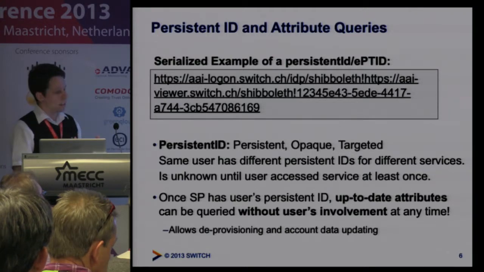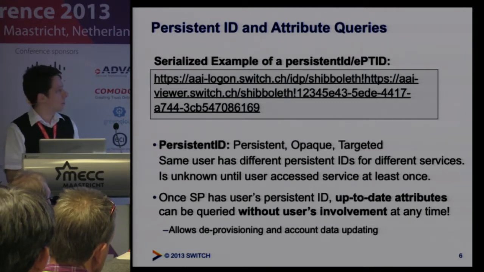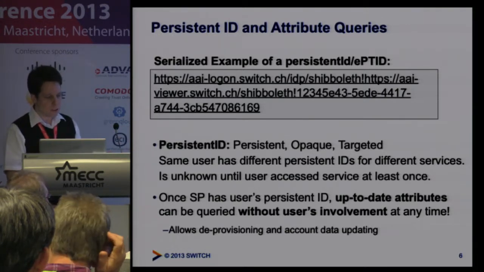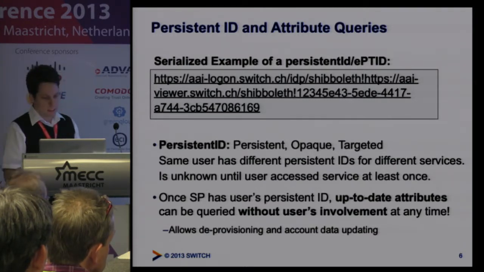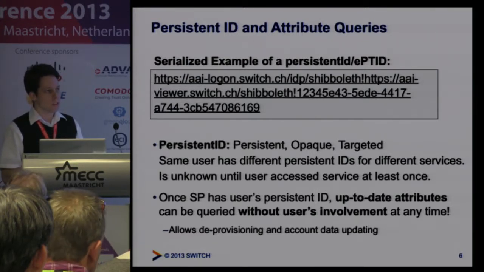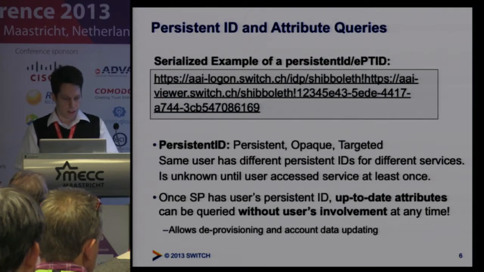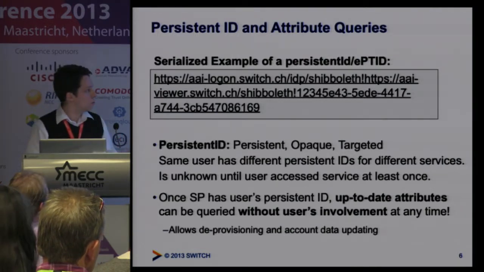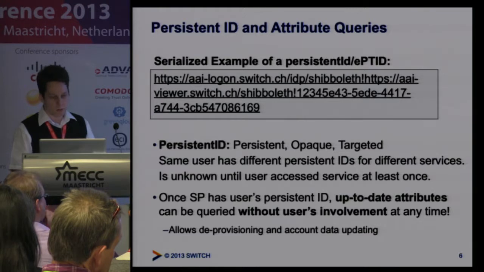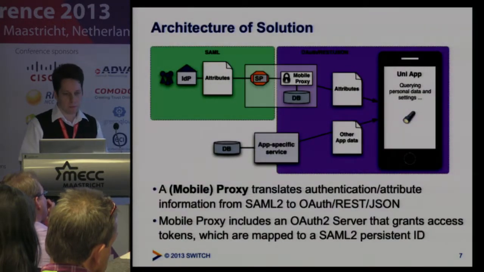On one hand, it's a long-term identifier, so it doesn't change very often. It's opaque, so you cannot see who is behind it. It's targeted, which means it's different for the same user if that user accesses service A or B, which is very convenient, and which also results in the fact that a service provider can only know a user's persistent identifier if that user has at least once accessed that service provider. Now, using that persistent ID and the attribute query, you can do handy maintenance operations like provisioning and deprovisioning, account data updating, and you can solve the problem with the apps.